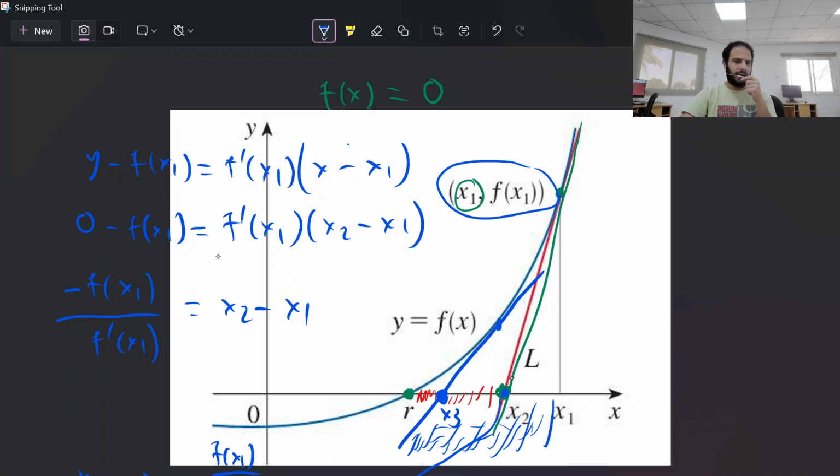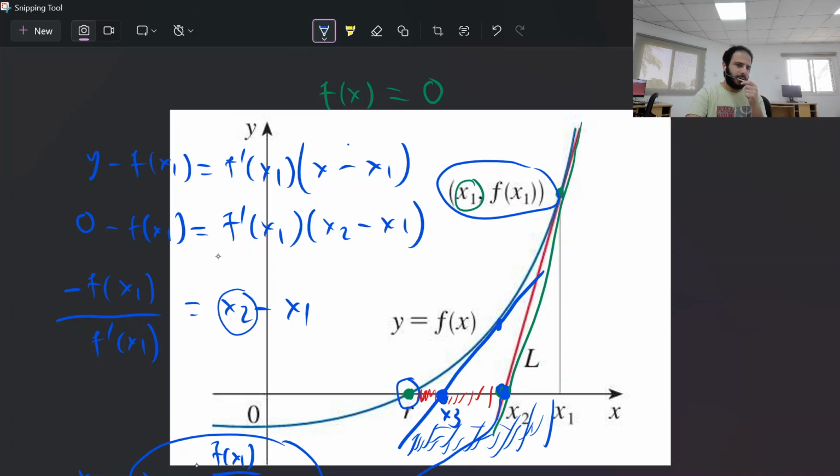The idea, again, as I told you, is that we want to approximate the value of r, right? So each tangent line intersects the x-axis and the point of intersection gets closer to r, right? So this x2, you need to find it. How to find it? You substitute it in the tangent line. Then when you solve for x2, you get x1 minus f of x1 over f prime of x1, right? Okay, so this is how to find x2.